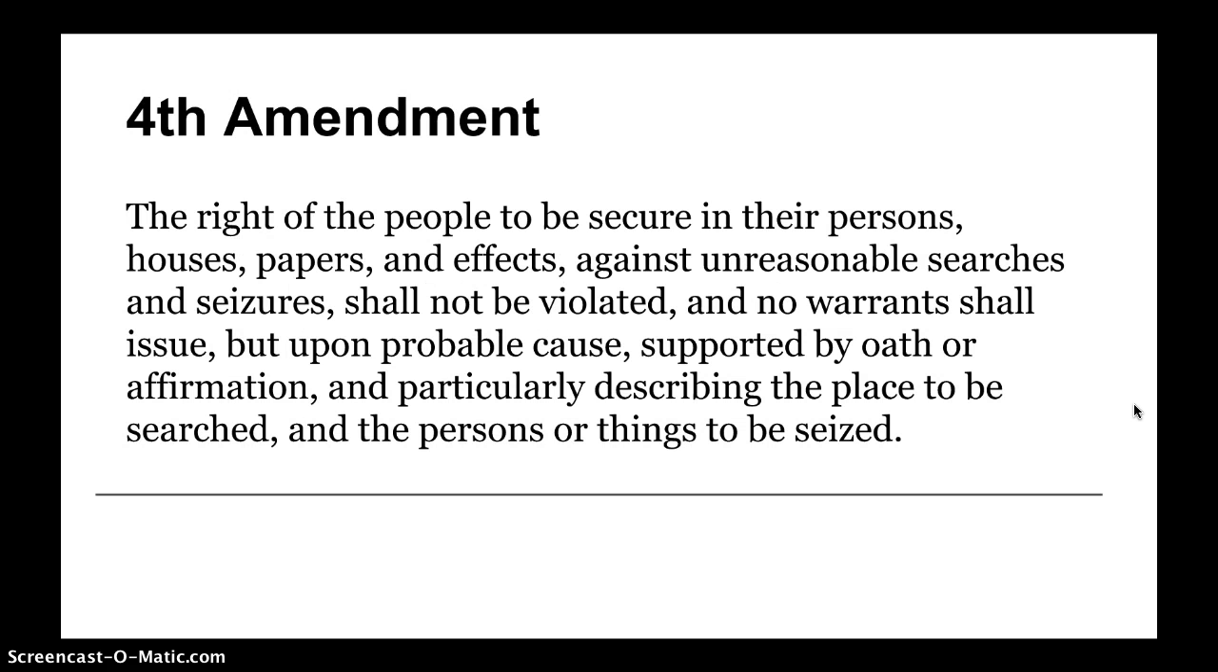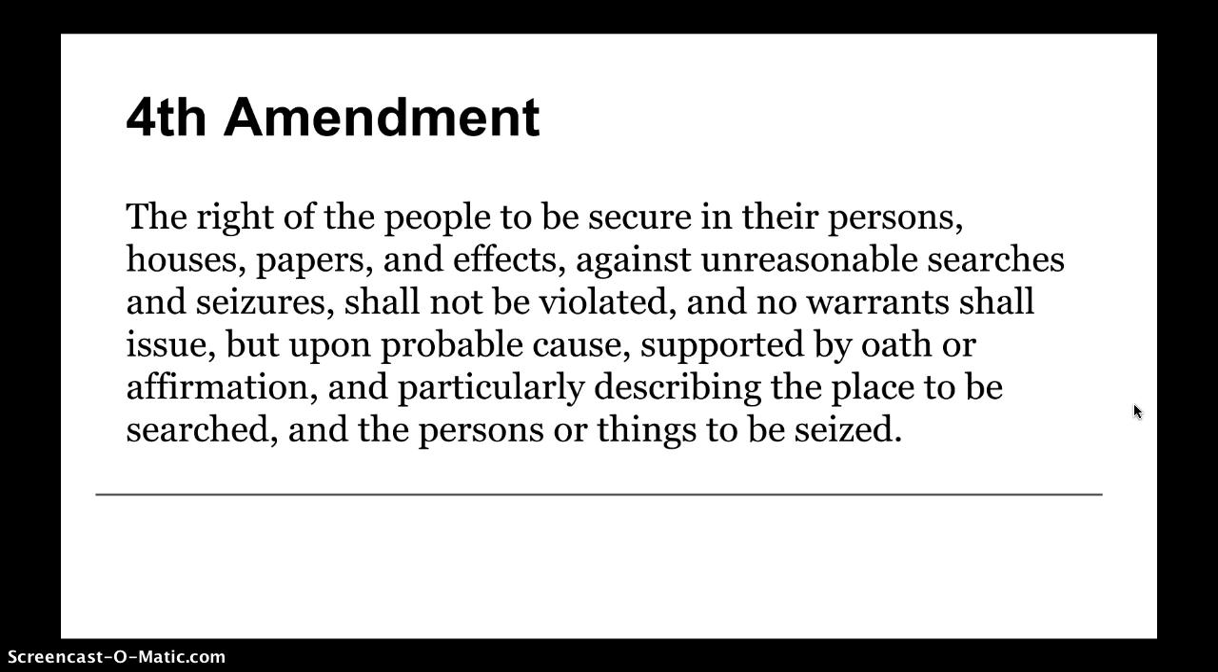The Fourth Amendment says: the right of the people to be secure in their persons, houses, papers, and effects against unreasonable searches and seizures shall not be violated, and no warrants shall issue but upon probable cause, supported by oath or affirmation, and particularly describing the place to be searched and the persons or things to be seized. We are going to pick through certain phrases of this amendment as the Supreme Court has explained or interpreted them.